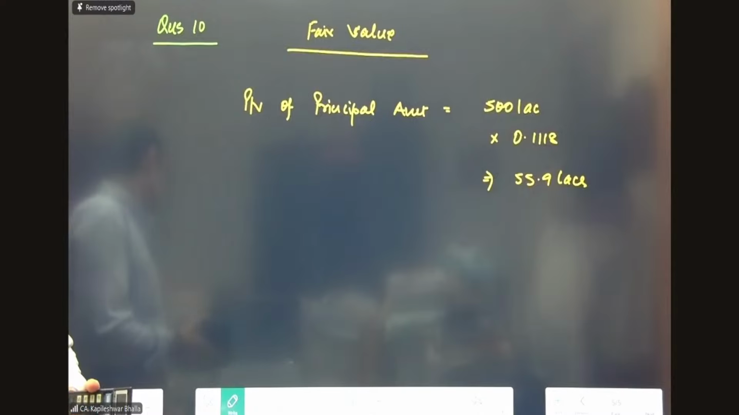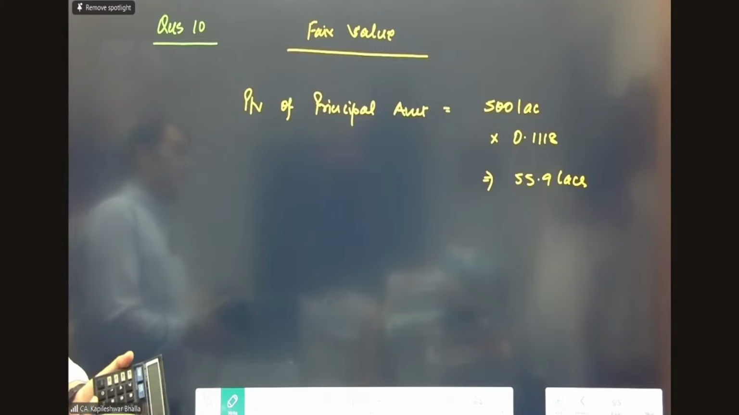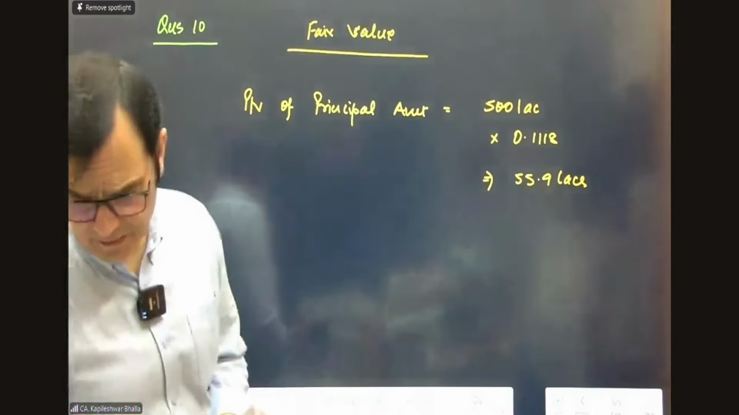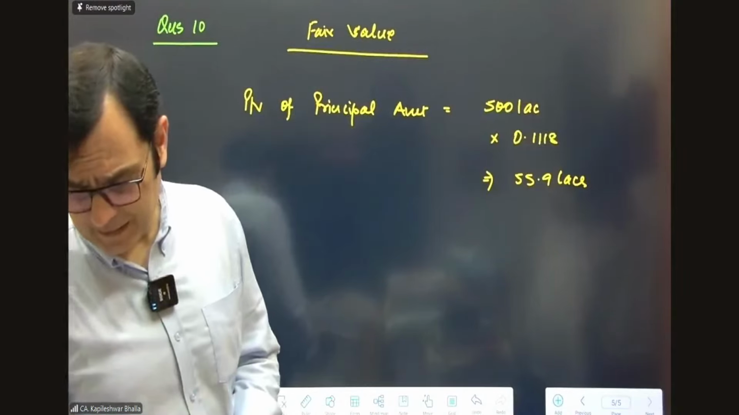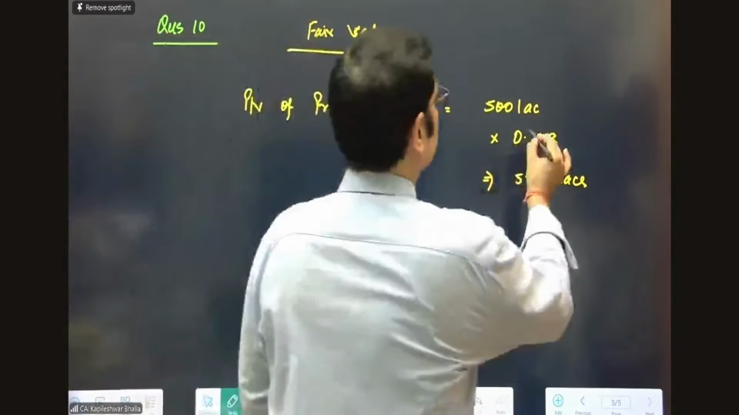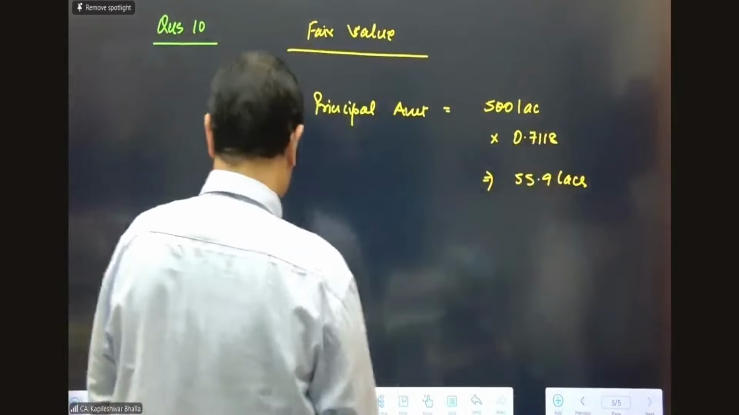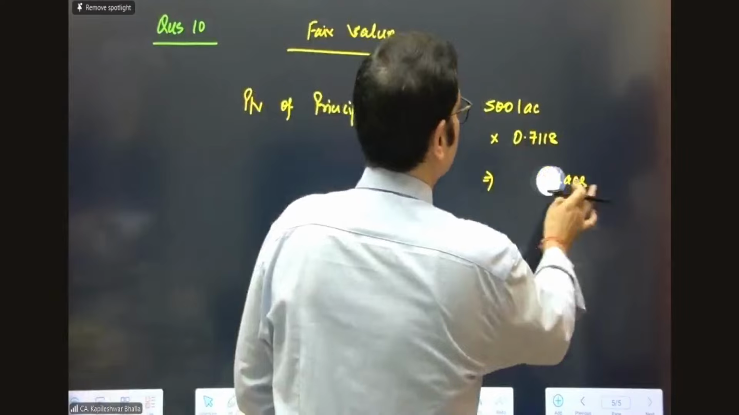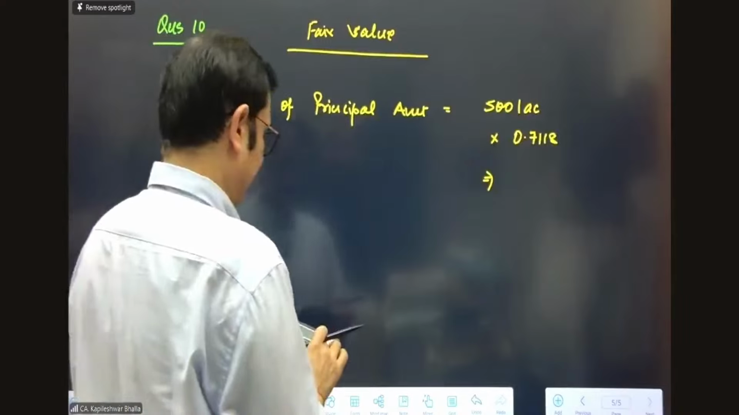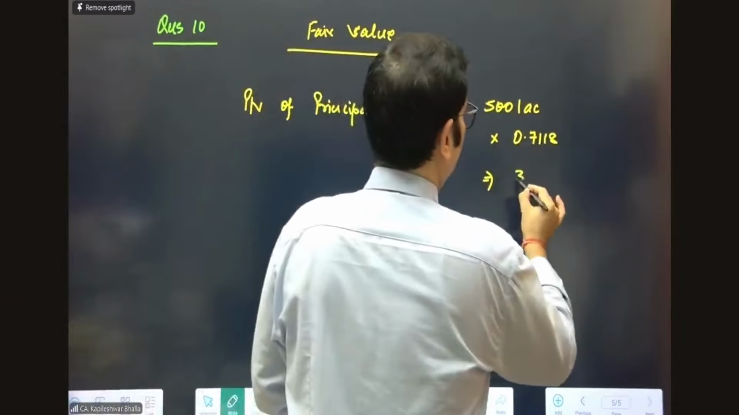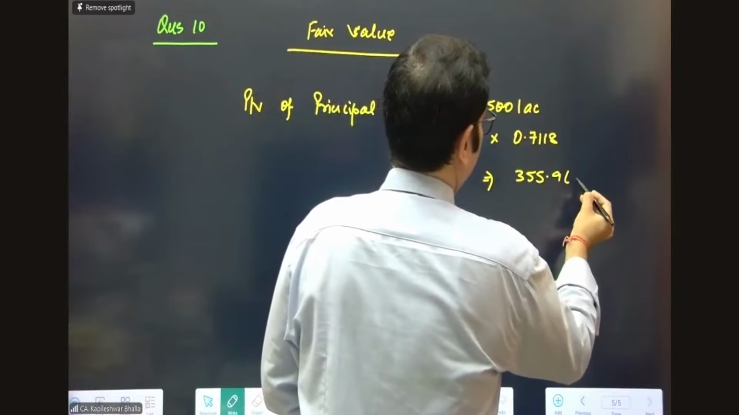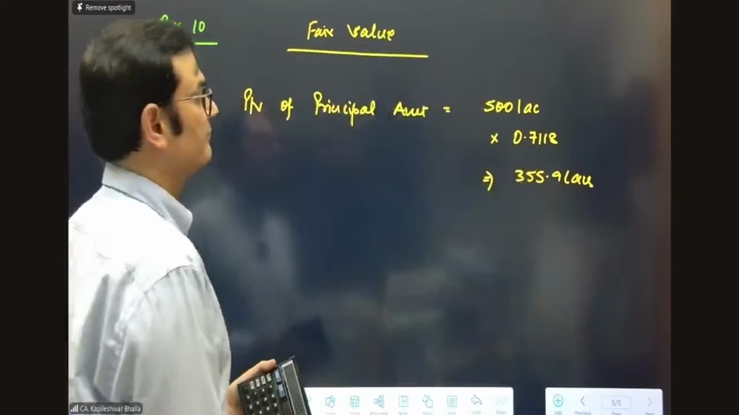Okay, now once we have got this particular figure, we need to recognize the amount. I think it's a little misprint. It can't be 0.118. I think it's 0.7118. This is a slight misprint. This is not 1118. It is 7118. So this comes to 355.9 lakhs, which is the fair value.